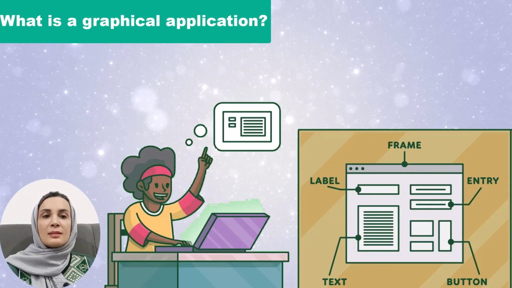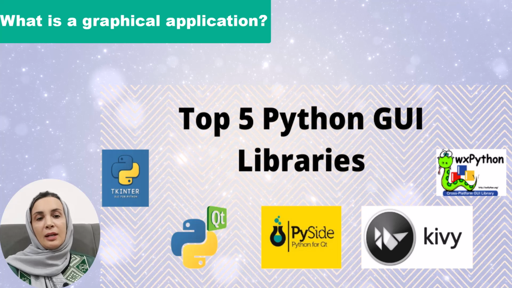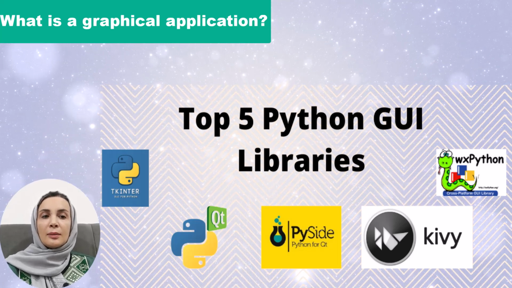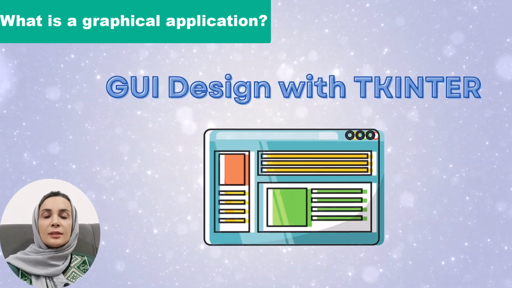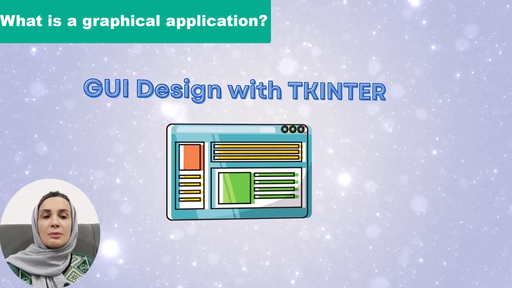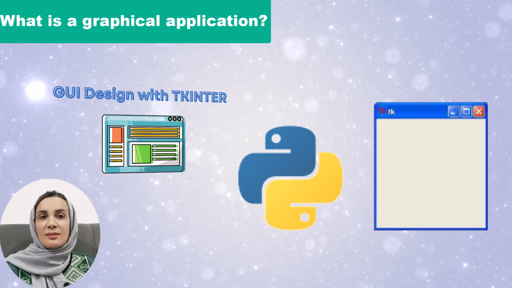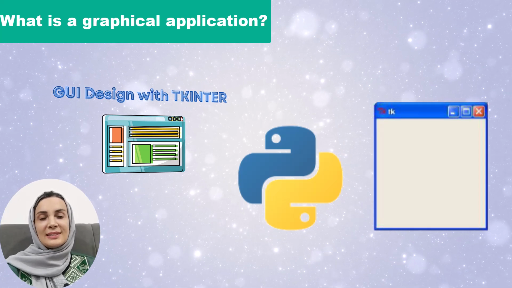To make this type of program, we need a graphical library. In Python, we will use Tkinter, a library that is simple and great for beginners. Why Tkinter? It's free and comes with Python, so no need to install it. It's easy to learn. It's perfect for building small apps like to-do lists.